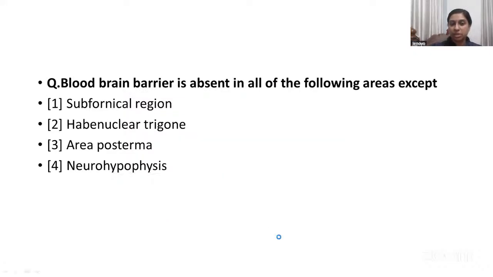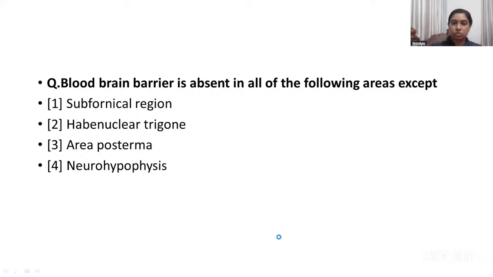Next is, blood-brain barrier is absent in all of the following areas except. So what is blood-brain barrier? Basically our vessels, arterioles, venules, everything, are lined by endothelial cells. And in brain in particular, these endothelial cells are very tightly packed so that they won't allow any substance to pass in between. But in some areas of the brain, the endothelial cells are not so tight, so they allow some passage of some amount of substance through them. Okay, there are 4 areas present in the brain which are devoid of blood-brain barrier.